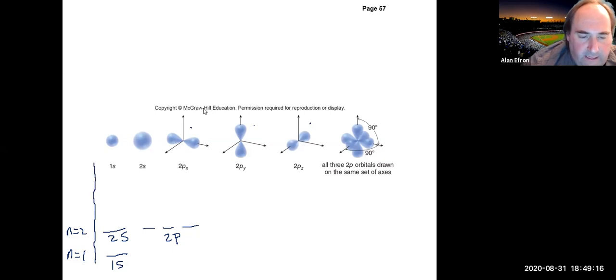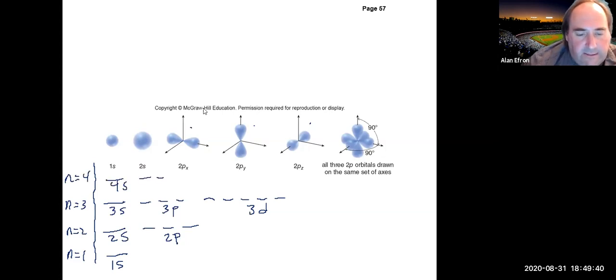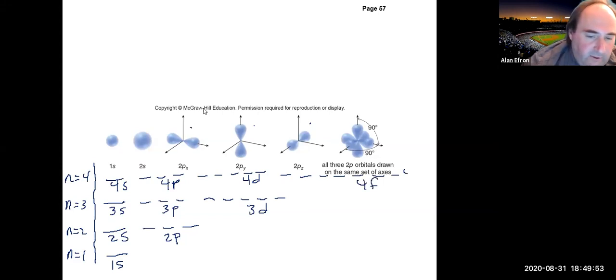If we go to the n equals 3 level, you will also find an s orbital and p orbitals, which are known as 3p orbitals. That is where we first start to see the d orbitals occur. You go to the next energy level, the fourth energy level. You will see a 4s orbital, a 4p orbital, and a 4d orbital. And this is where we first start to see a 4f orbital occur.